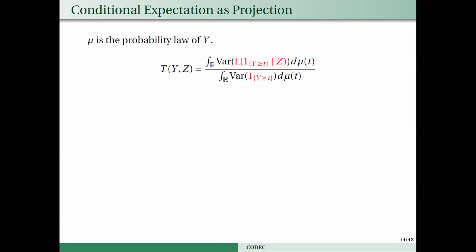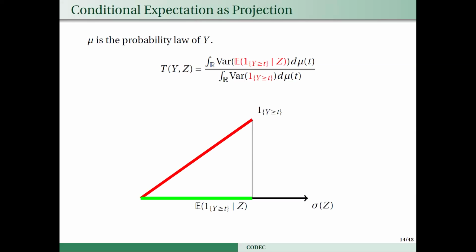And in the numerator, it's basically the same thing with a slight difference. Again, I'm taking the variance of a function of this level set of y being greater than t. What is that? Conditioning on z. But why am I doing this? By the way, if you have any questions throughout the talk, feel free to interrupt me.